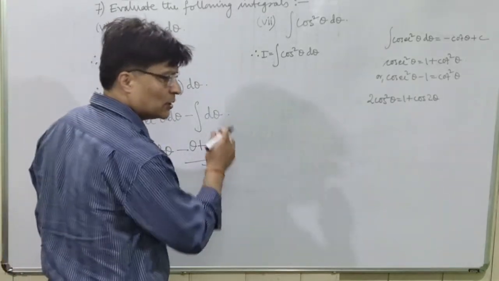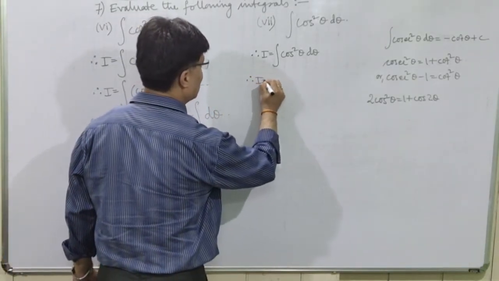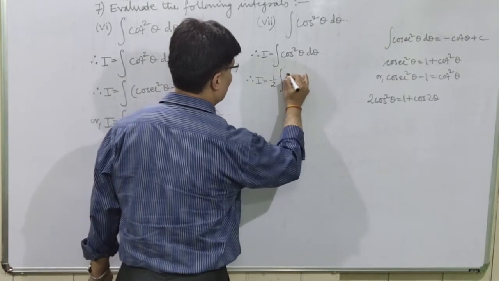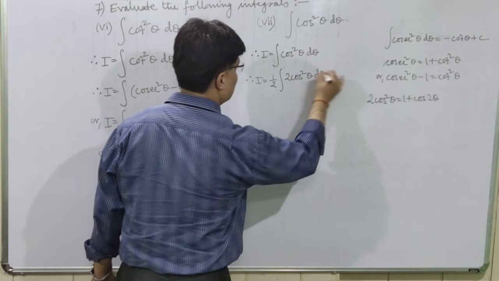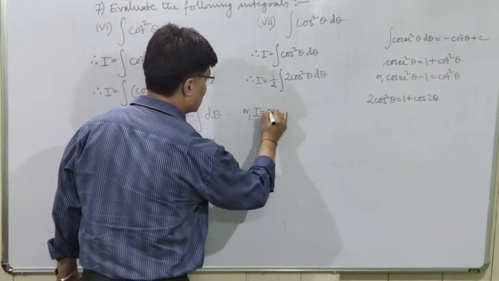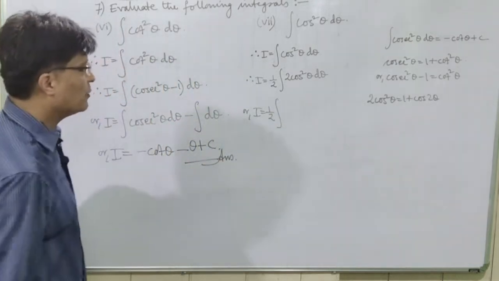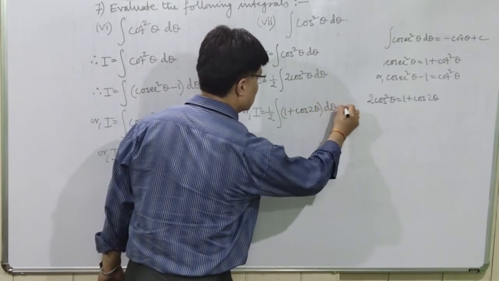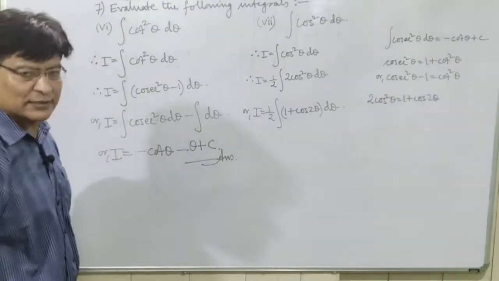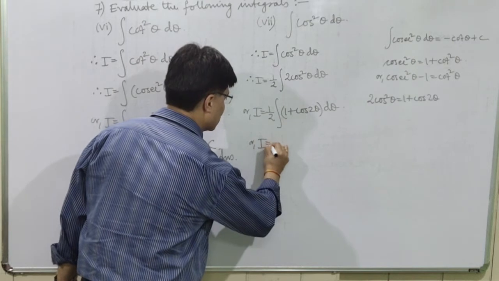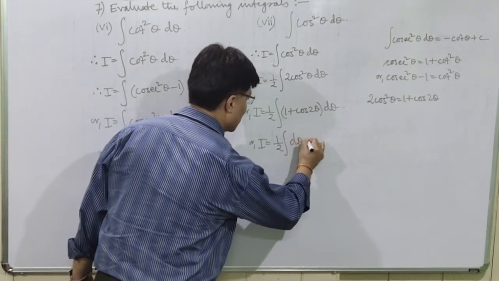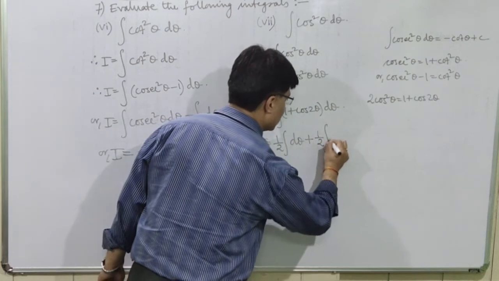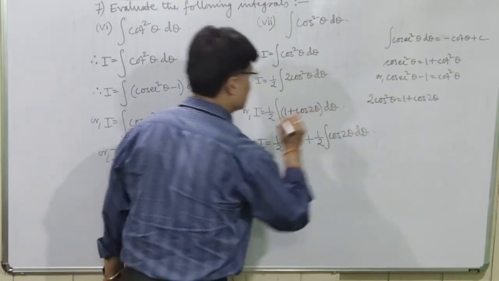Okay, so now let's use the formula here. Therefore I is equal to, but there is no 2 out here, so you have to multiply and divide by 2 first. So half integration of 2 cos square theta d theta. Okay, so or I is equal to half integration of, so use the formula of 2 cos square theta. What is it? It is 1 plus cos 2 theta bracket close d theta. Is that clear? Now you can easily separate it and you can integrate it. Or I is equal to half integration of d theta plus, again you have to multiply this cos 2 theta by half, so it will be half integration of cos 2 theta d theta.